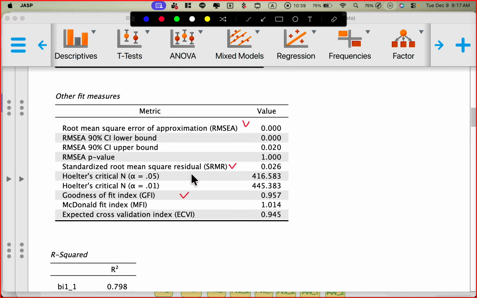You can reference our course material. We have some good introduction about how to judge whether a model is good or not based on some indices. There's some threshold. Some indices should be less than the threshold. Some indices need to be greater than the threshold or a specific value.